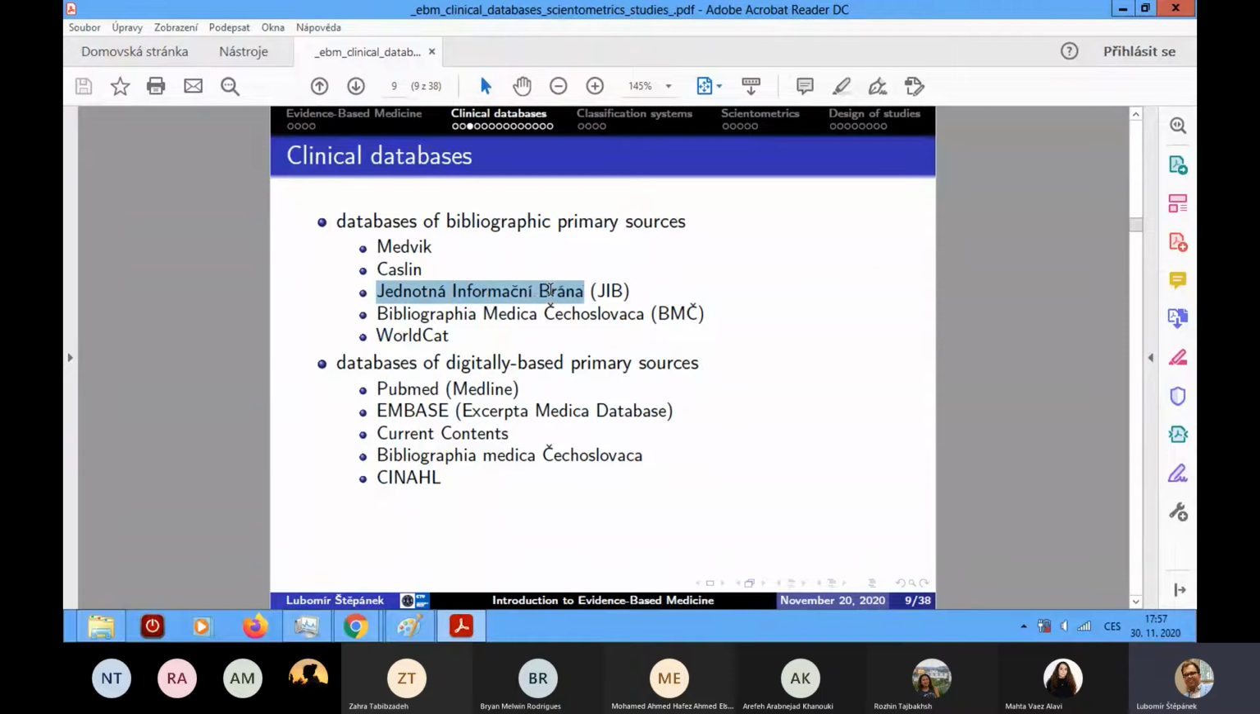You can also see that this one is in Czech, and I think there's no English transcript. Of course I can translate it, but it's not used in general.